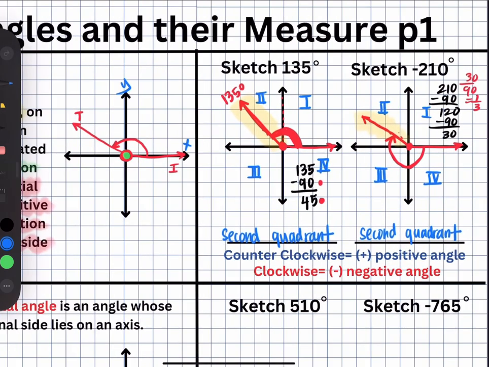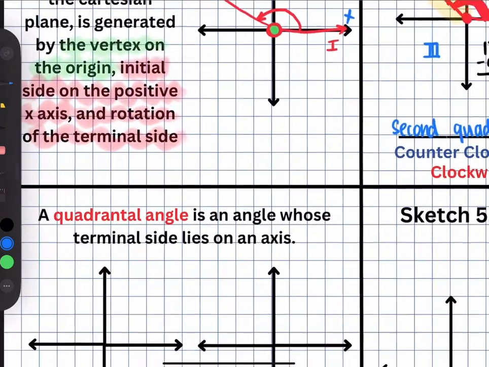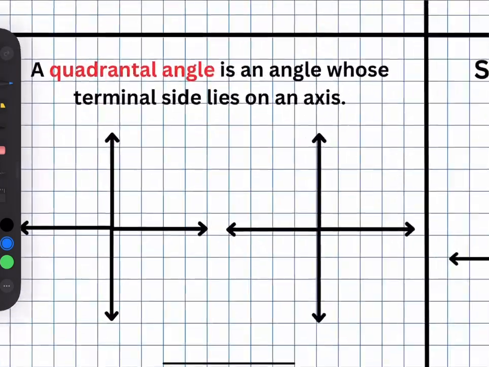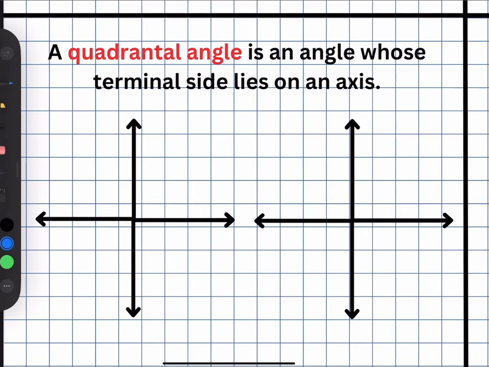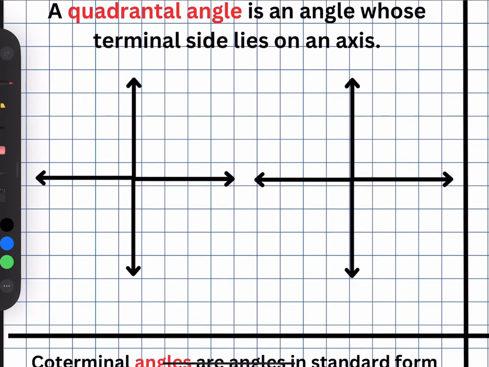It is. And so a quadrantal angle is an angle whose terminal side lies on an axis instead of a quadrant. So what does this look like? Let me show you an example.